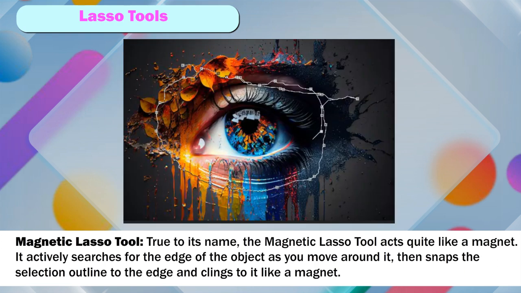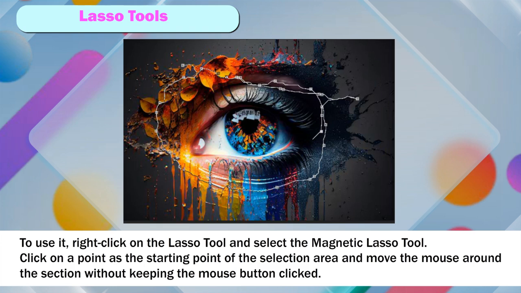Magnetic lasso tool. True to its name, the magnetic lasso tool acts quite like a magnet. It actively searches for the edge of the object as you move around it, then snaps the selection outline to the edge and clings to it like a magnet. To use it, right-click on the lasso tool and select the magnetic lasso tool. Click on a point as the starting point of the selection area and move the mouse around the section without keeping the mouse button clicked.